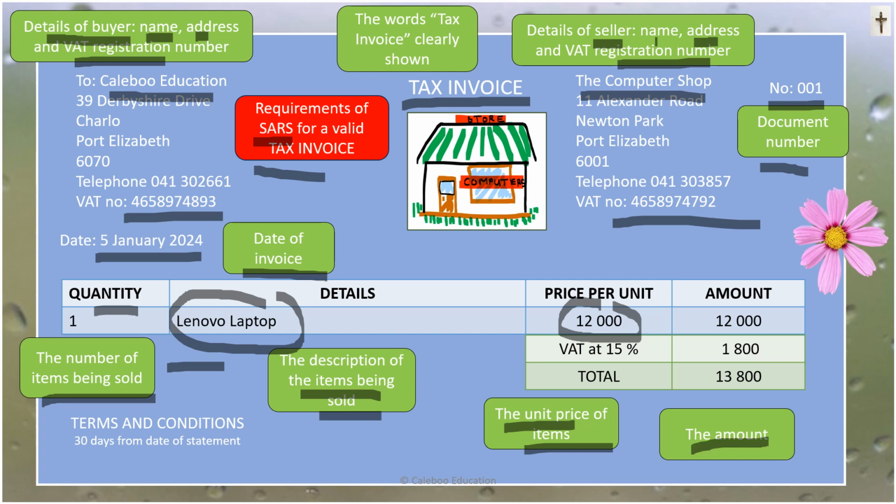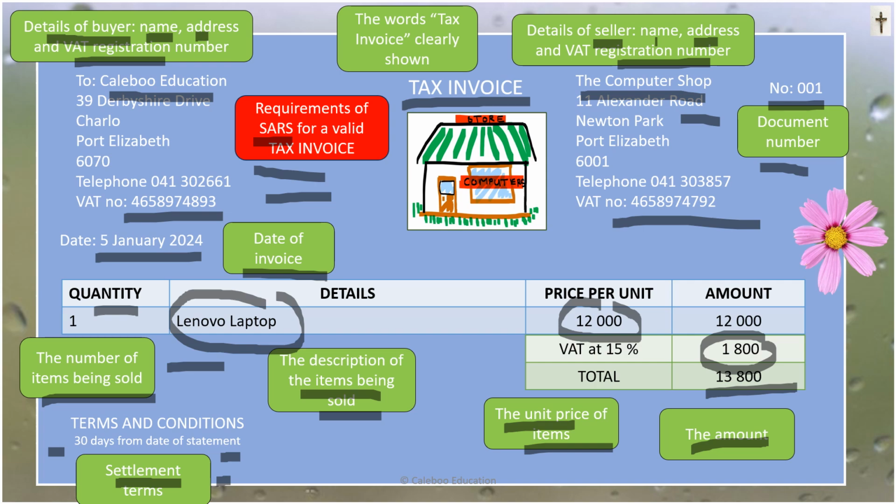The amount must be on the document, and this amount here includes VAT, 13,800 including VAT. And also, if this has been bought on credit, there needs to be an indication of when this amount of money is going to be paid by Calibre Education to the computer shop. And it says here 30 days. So settlement terms must be indicated on the tax invoice. And there we go. So if all these details are on the invoice, SARS will be happy.